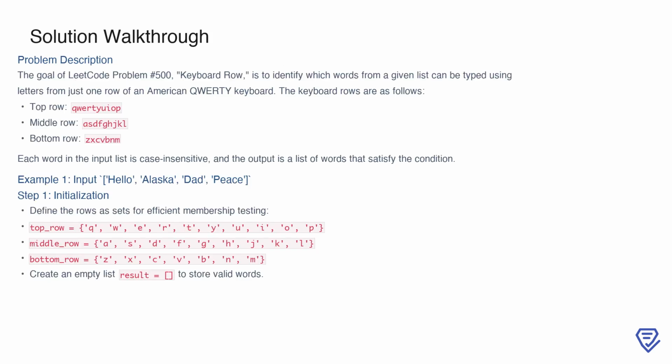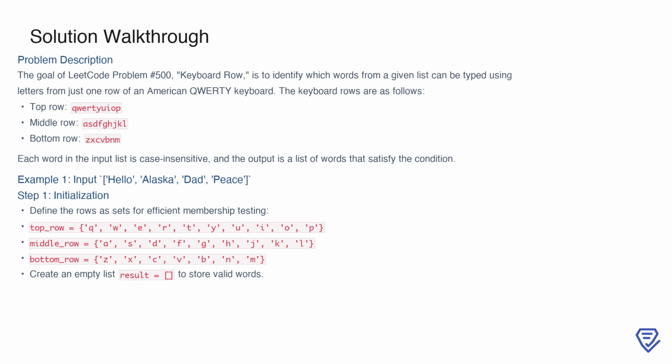In this problem, the objective is to determine which words from a given list can be typed using only one row of an American QWERTY keyboard. The keyboard is divided into 3 rows: the top row, containing letters QWERTY, the middle row, with ASDF, and the bottom row, containing ZXCVBNM. The input words are case-insensitive, meaning we treat uppercase and lowercase letters equivalently. For the output, we return a list of words that meet the condition of being typable from a single row.